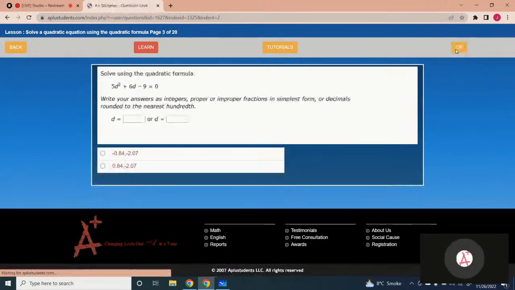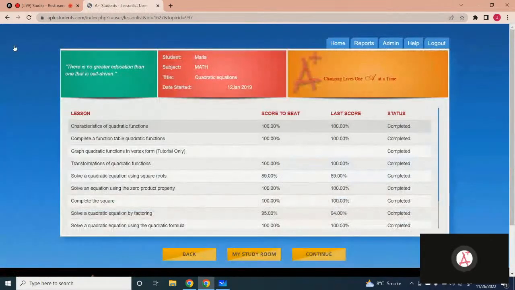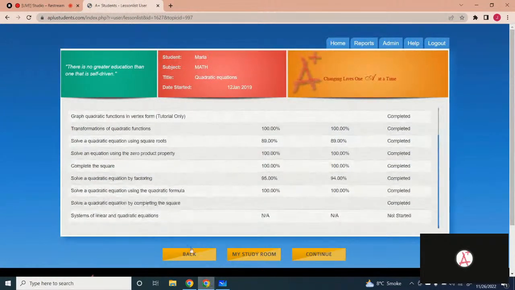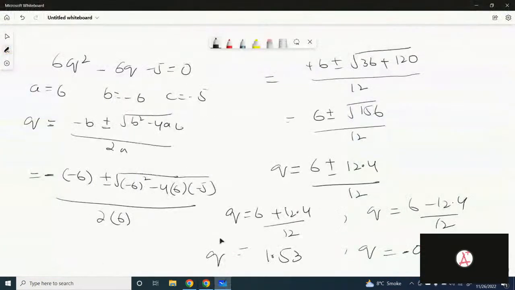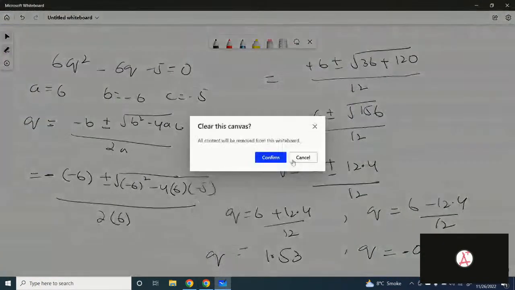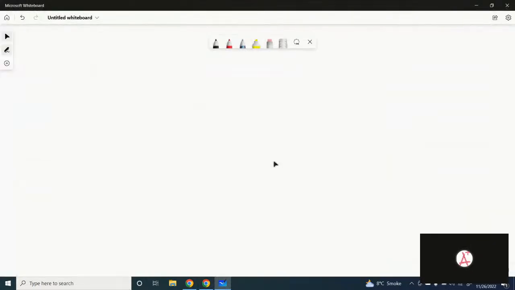Okay, you can complete the test by yourself later today. Let me just move on to the next topic. Got it? The next topic is solve a quadratic equation by completing the squares. Let me write down the lesson name.